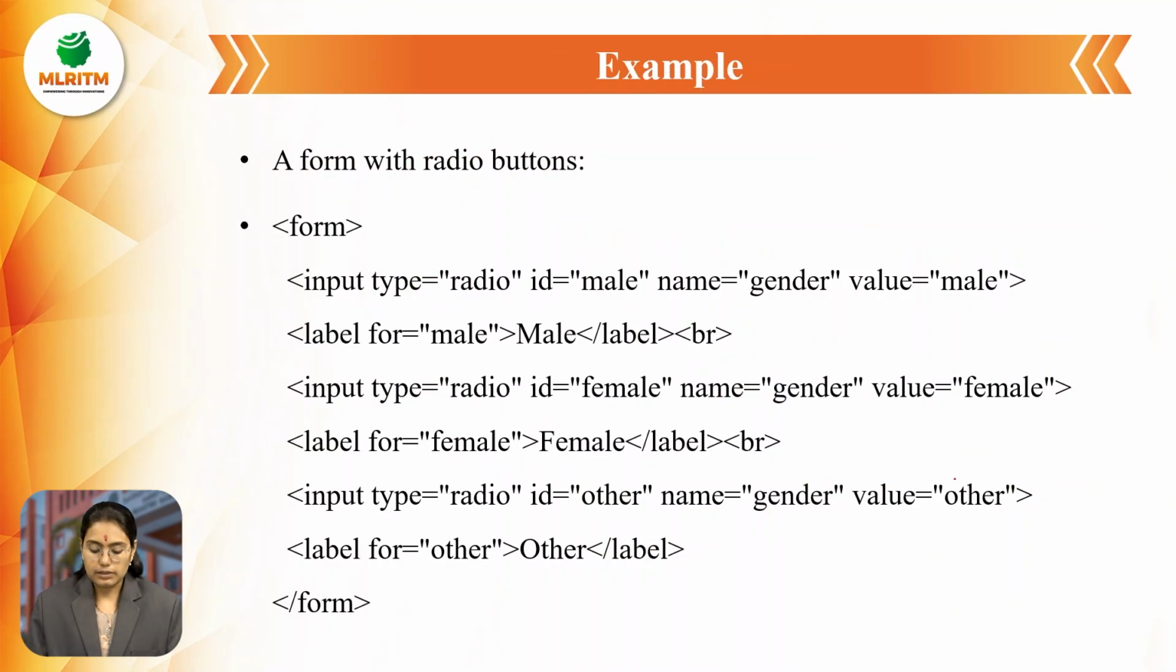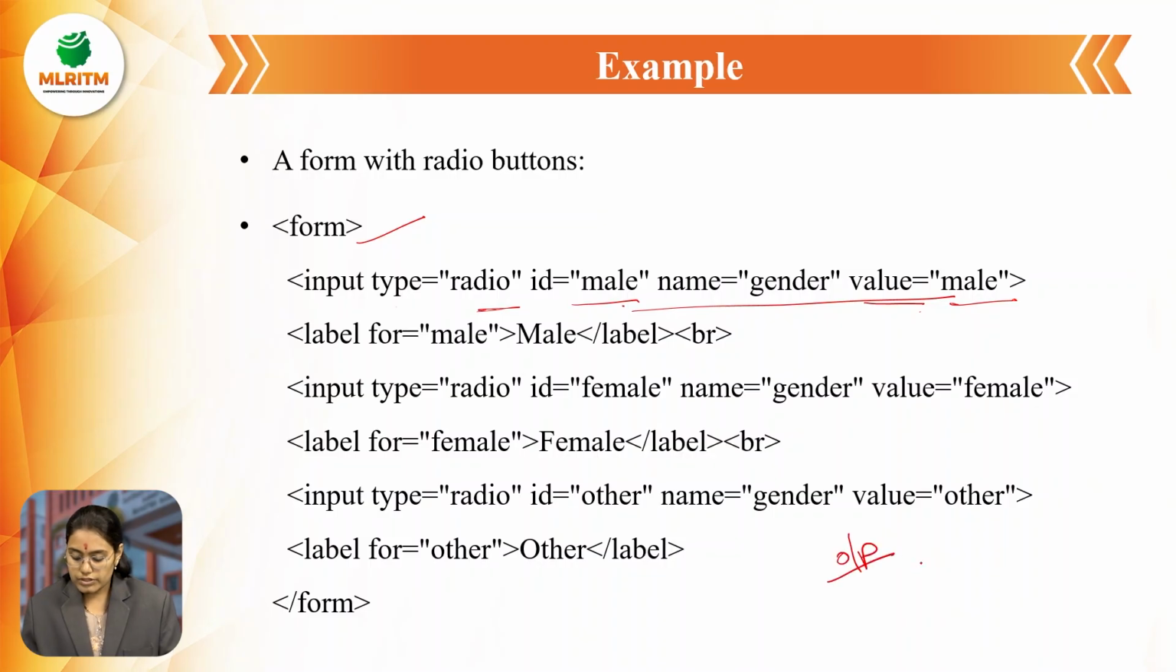Let's see with an example. So now we are opening the form and we are defining the input type equal to radio and ID equal to male. We are defining the first one with ID male, and name equal to gender, value equal to male. We are declaring an ID, so we should have a value here. So this is how it will be defined as output for gender, like this. Next, label for the next one is male. So here we are declaring one male radio button.